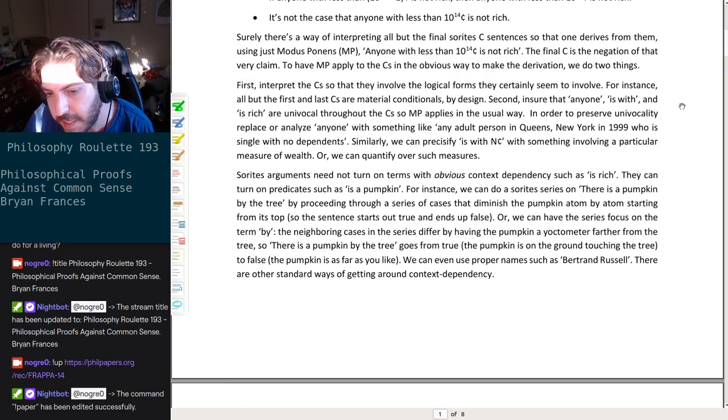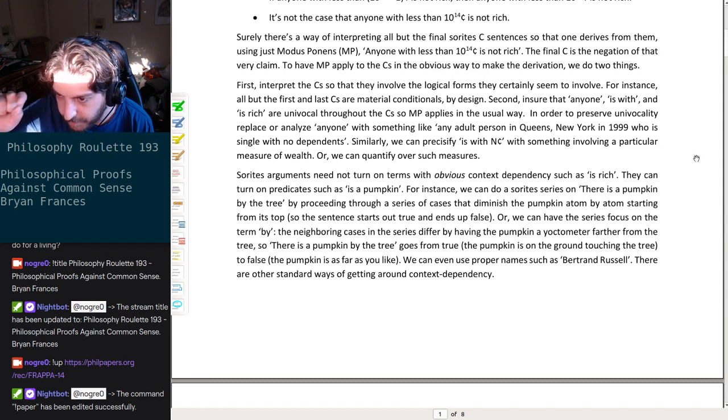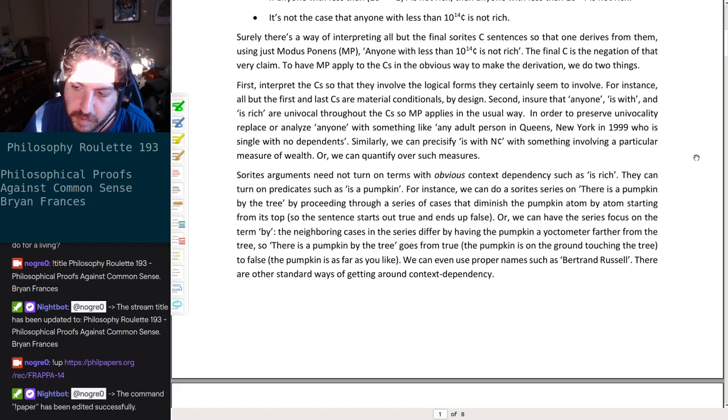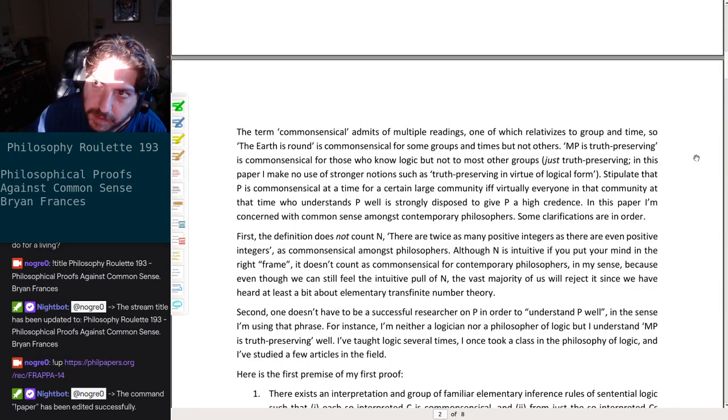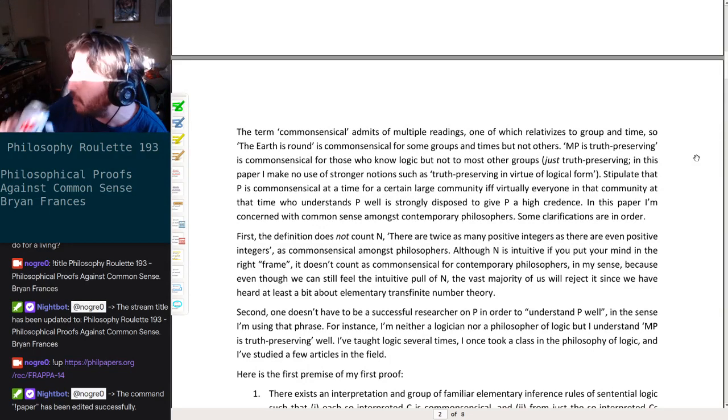The neighboring cases in the series differ by having the pumpkin a yoctometer farther. Yoctometer, sorry. That was a very, very small amount farther from the tree. So 'there's a pumpkin by the tree' goes from true, the pumpkin is on the ground touching the tree, to false, the pumpkin is as far as you like. We can even use proper names such as Bertrand Russell. There are other standard ways of getting around context dependency. Okay, so this is the classic Sorites problem of the heap.